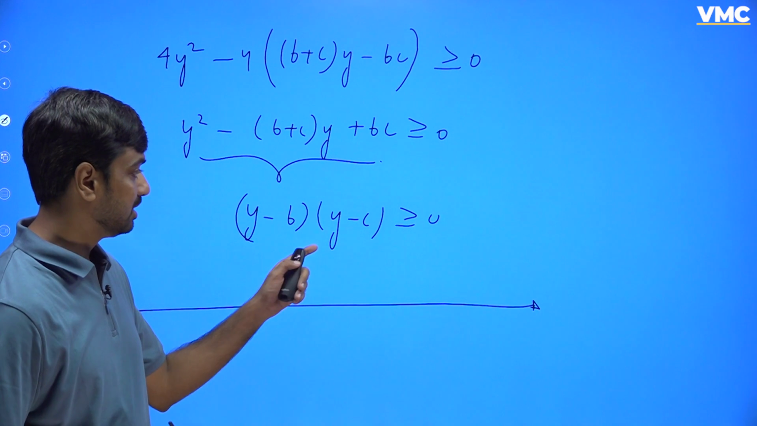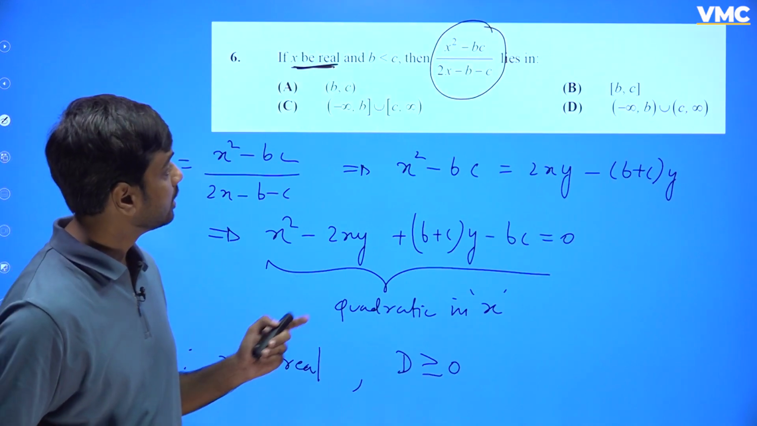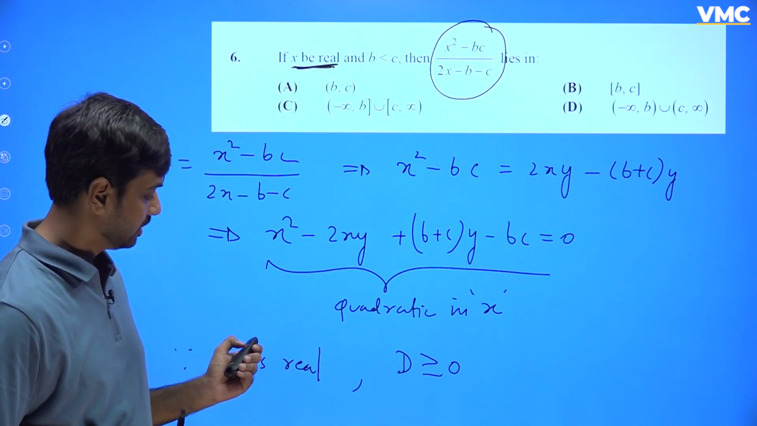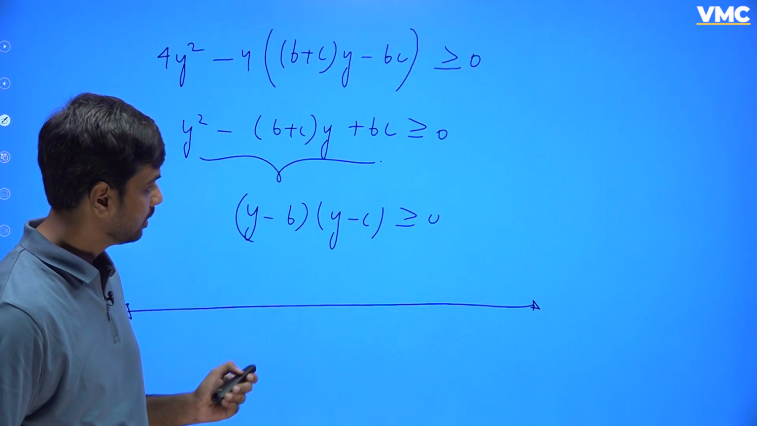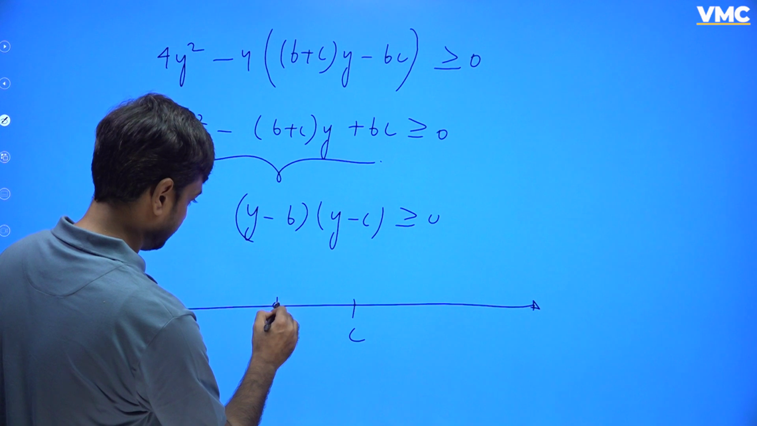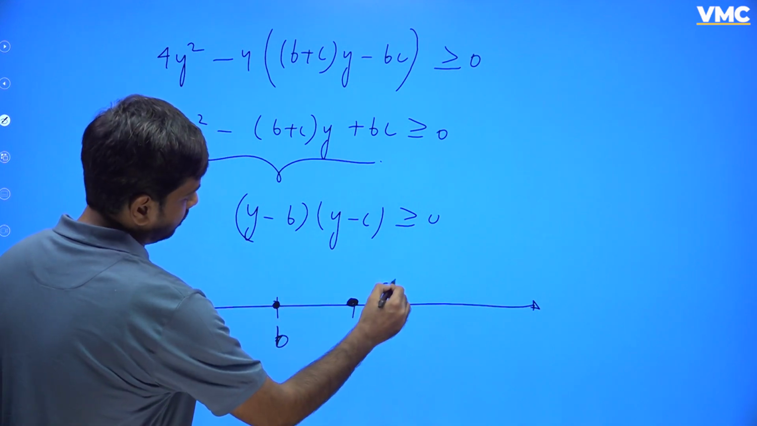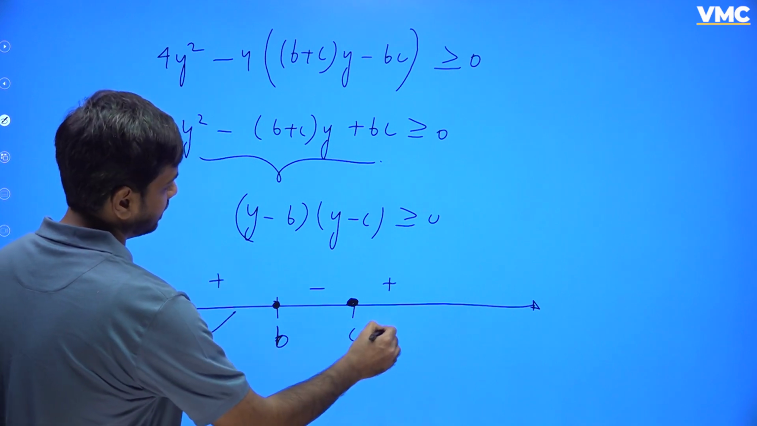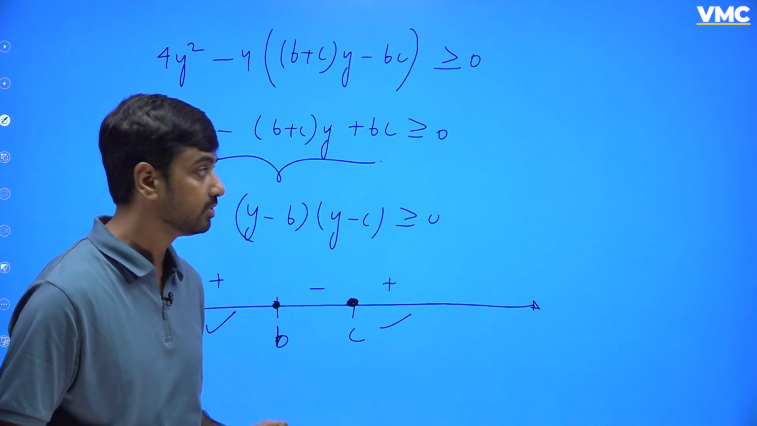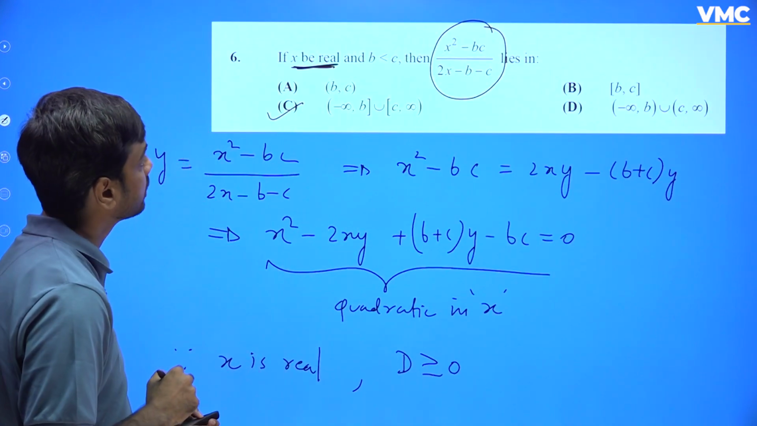Before plotting b and c, we must know which one is greater. For that, extra information is given in the question: b is less than c. So b will come to the left of c. As equality is there, we take these extreme values. So plus, minus, plus, we take the positive region. So the answer is minus infinity to b closed, union c closed to infinity. As you can see, option C is right for question number 6.